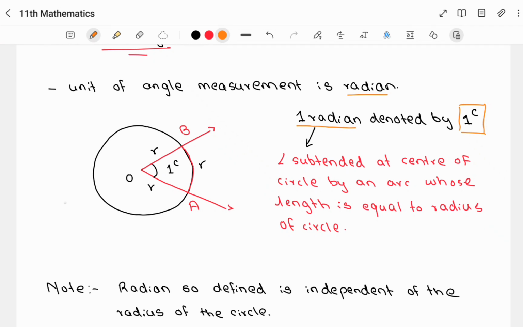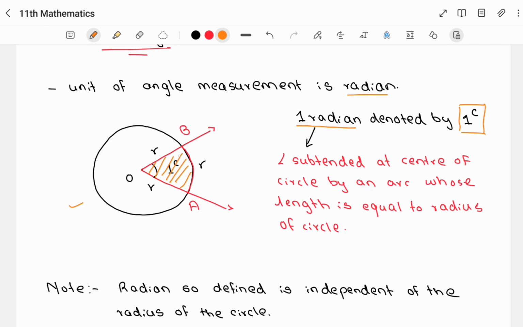So we have a circle over here with a radius r. Now what we are doing, we are creating a sector by using this circle and the radius. So this is the sector which we have created. Now the length of that sector which we have created is equal to the radius of the circle.